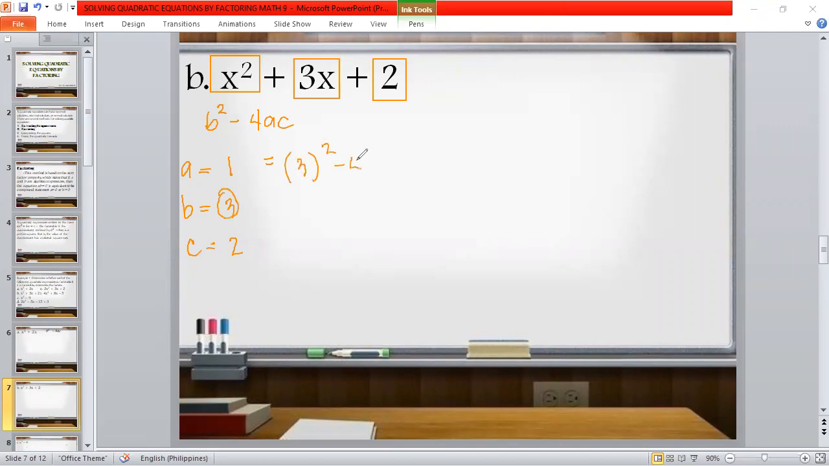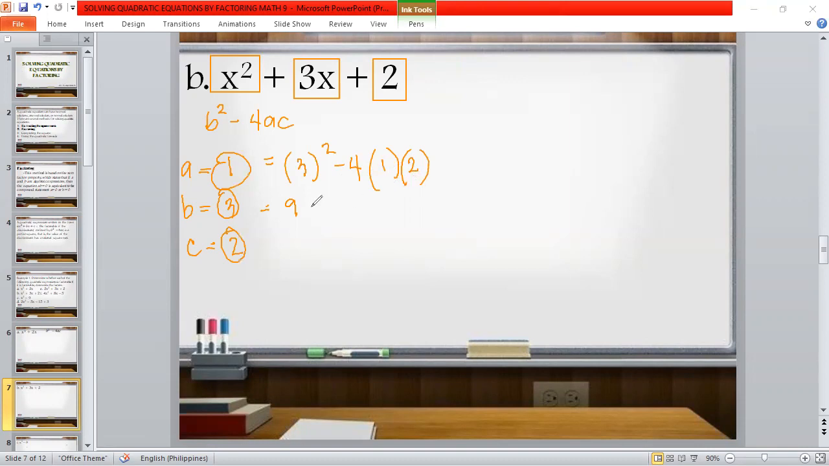Squared minus 4. What is the value of A? Very good. The value of A is 1. And the value of C is 2. Very good. Hindi nyo po pwedeng pagtabi-tabihin ang number ng walang parentheses. Okay? So, what is 3 squared? Okay, 3 squared is equal to 9 because 3 times 3 is 9. Okay, so negative 4 times 1 is negative 4.